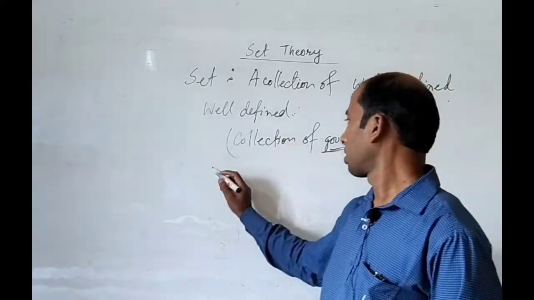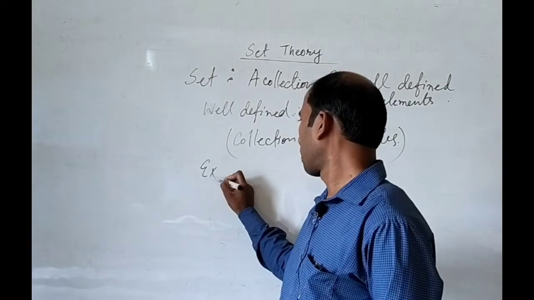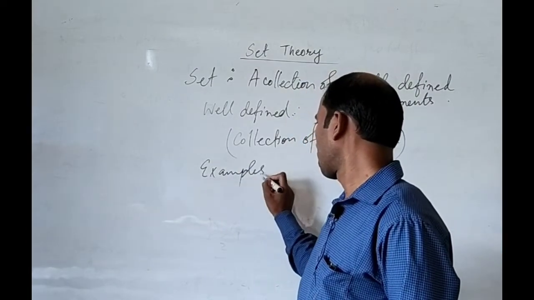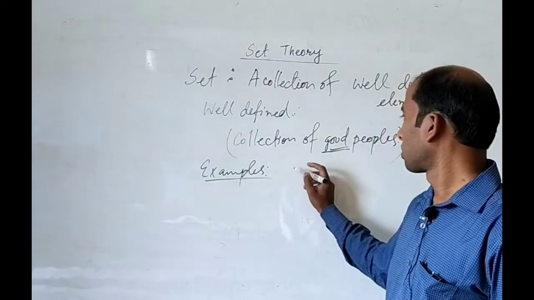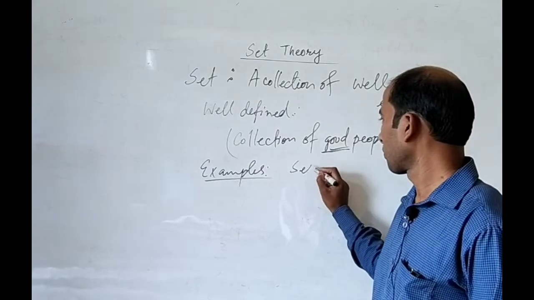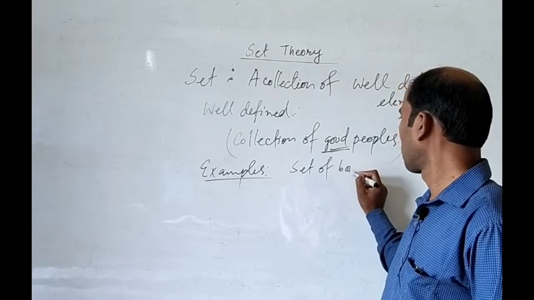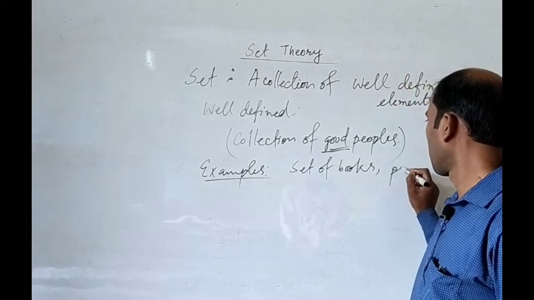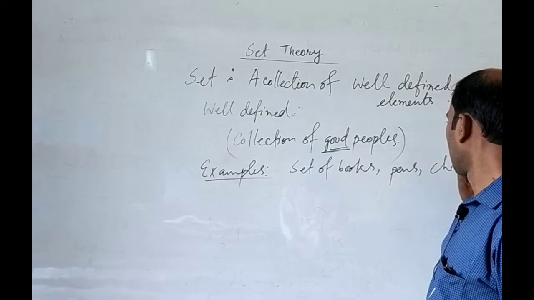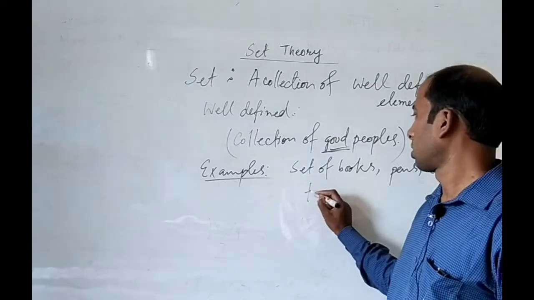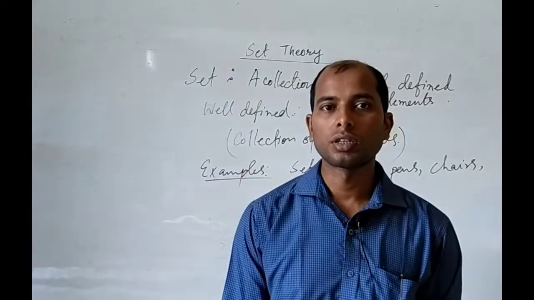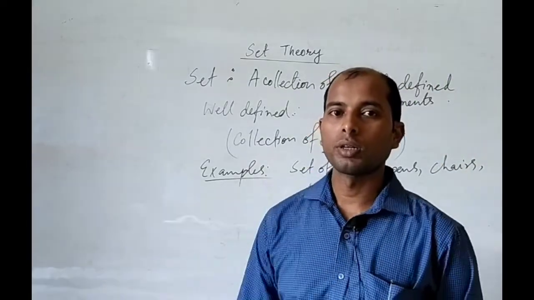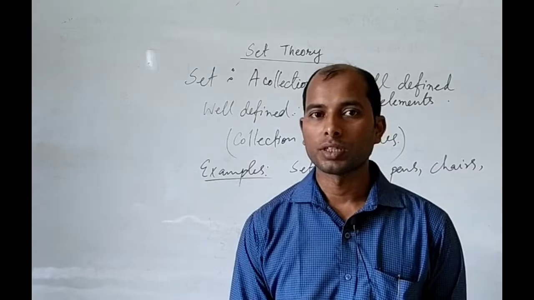Now I want to give you examples of sets which have well defined elements. Set of books, pens, chairs, tables, students. These are all well defined words, that's why these will be in the collection of sets.